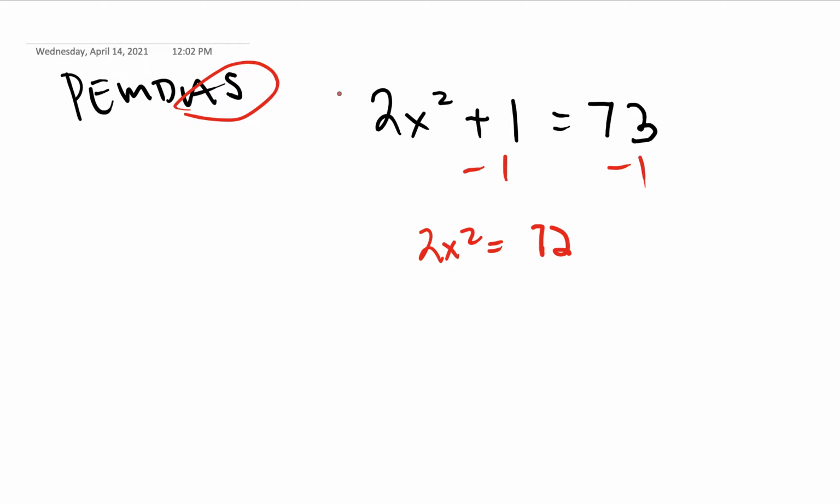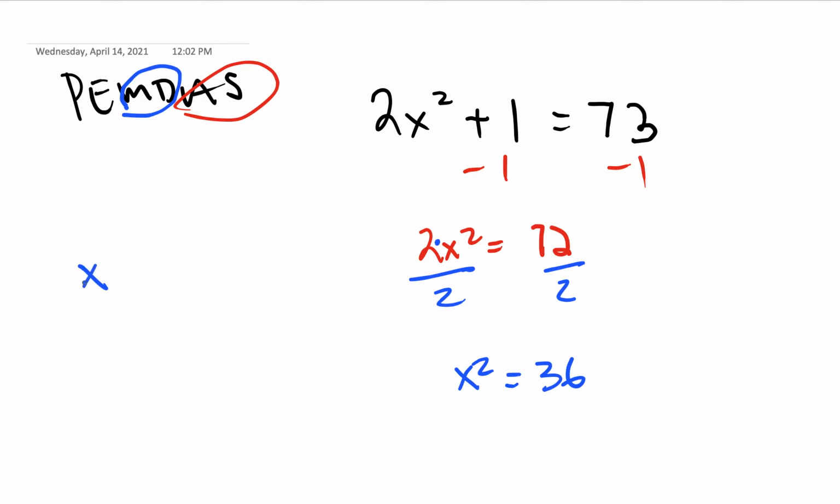Good mathematicians show their work, they slow down, and they don't try to skip steps. Next we ask, is there any more addition or subtraction? There is not, we go to the next. Are there any multiplication or division steps? And 2x squared means 2 times, so we're going to divide by 2.